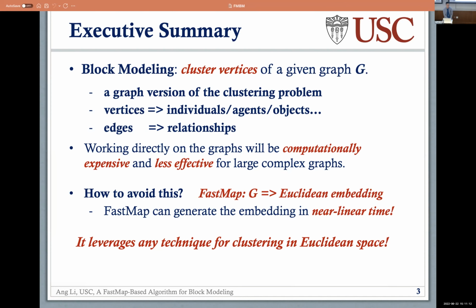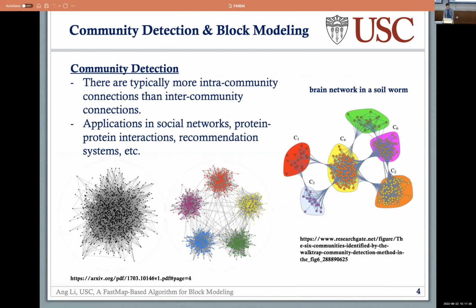In our adapted version of FastMap, we can generate the embedding in near linear time while preserving all the desired properties of the original graph. And once we have the embedding, we can leverage any technique for clustering in the Euclidean space. In our method, we simply use the GMM, the Gaussian mixture clustering method.